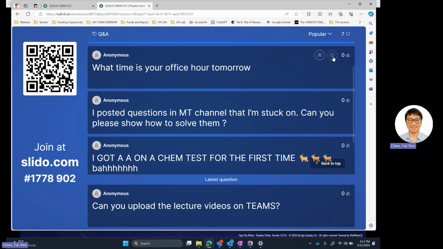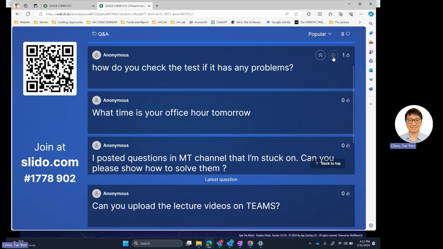What time is my office hour tomorrow? 9 to 11. But sometimes I feel like 9 to 11 is not so convenient for our class. So I'm thinking about modifying the office hour a little bit to fit everybody's schedule better. So far the best schedule I found for everybody is Thursday 11 to 12, which is a good slot for everybody. So I will probe a little bit more, then I will update the office hour.